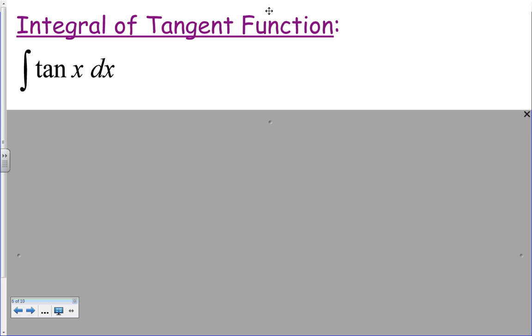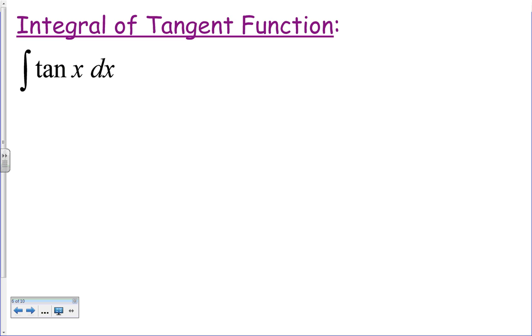So the integral of tangent of x. Let's go through and actually find what the antiderivative is equal to. And to do that, we're going to rewrite this using the quotient form of tangent. Tangent can be rewritten as the sine of x over the cosine of x dx. And definitely looks like we made this more complex as we just introduced another trig function, but what really happened is we got this into a form now that we can actually find the antiderivative of.